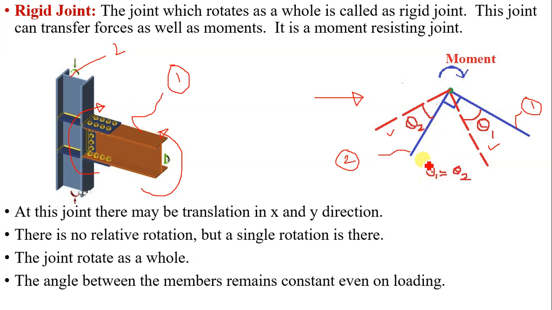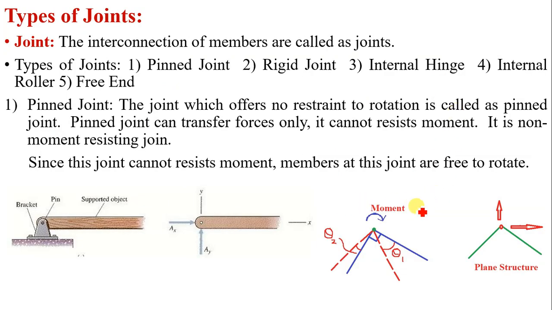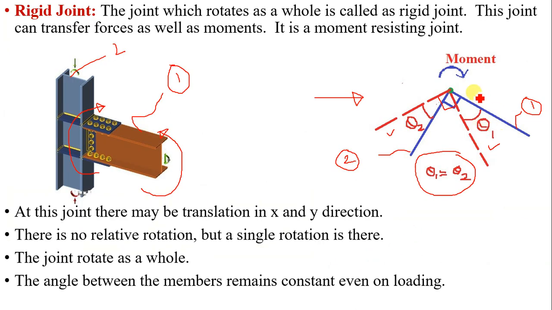But now in this case, theta 1 is equal to theta 2. It means that the joint rotates as a whole. This is a rigid joint. The angle between the two members remains 90 degrees even after the rotation. So this is the difference between the pin joint and the rigid joint. This is the typical behavior of a rigid joint.